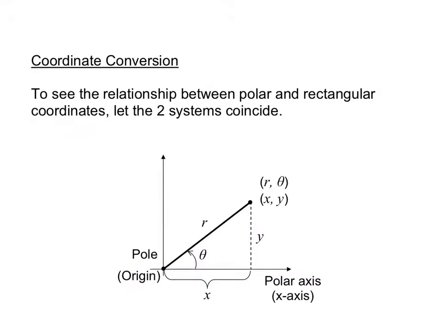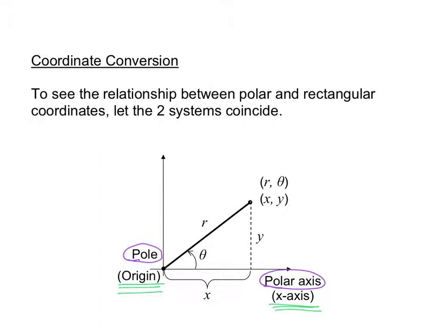Okay, let's see the relationship between the polar coordinate system and the rectangular coordinate system. First of all, in the polar coordinate system, we have the pole. In the rectangular coordinate system, that would correspond to the origin. In the polar coordinate system, we have the polar axis. And in the rectangular coordinate system, that would correspond to the positive x-axis.